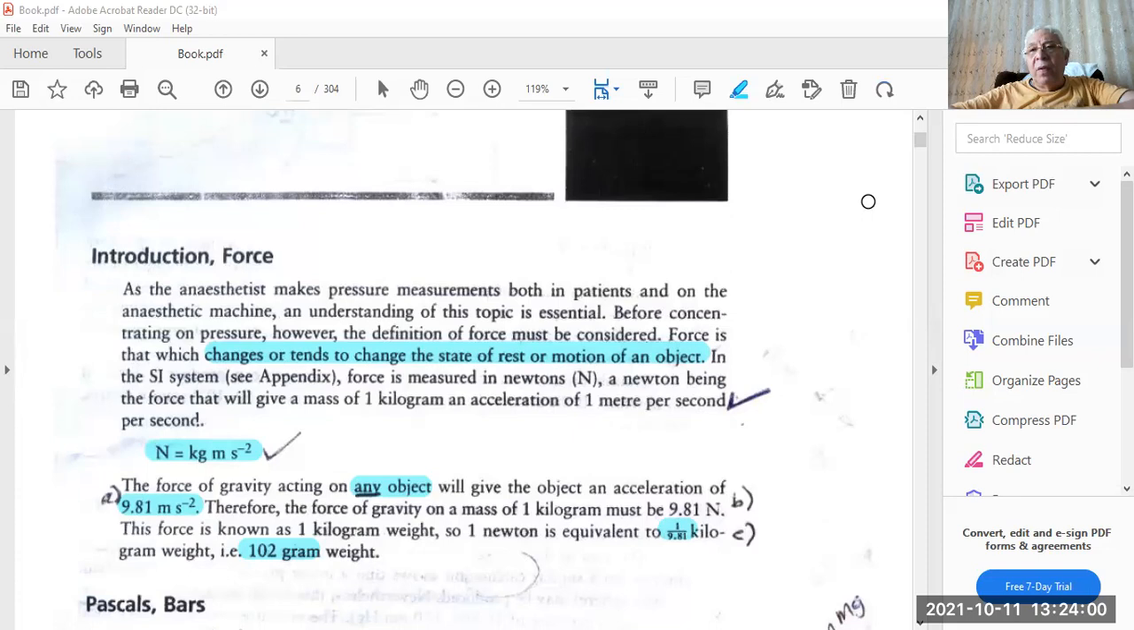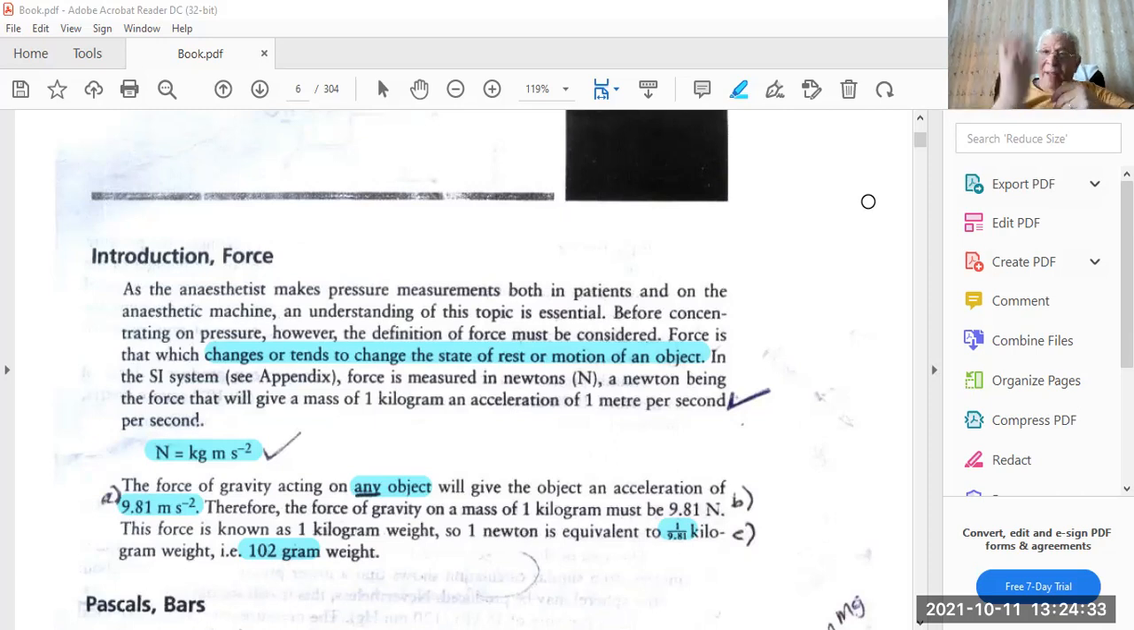اليونت بتاعت الفورس هي نيوتن. Newton, which tries to change the state of the subject, whether it's moving or not moving. The unit of it, as we said before, is Newton. Newton gives a mass of 1 kilogram and acceleration of 1 meter per second. Acceleration yields a velocity over time.